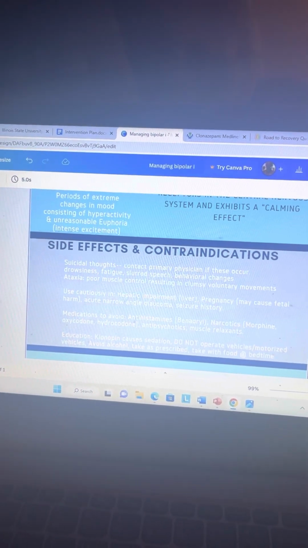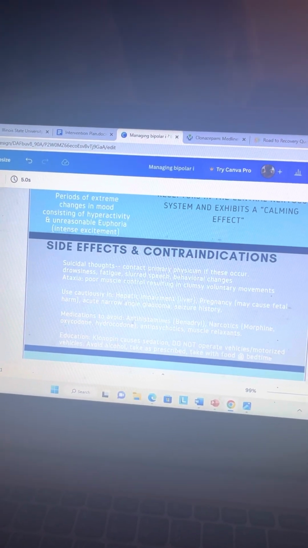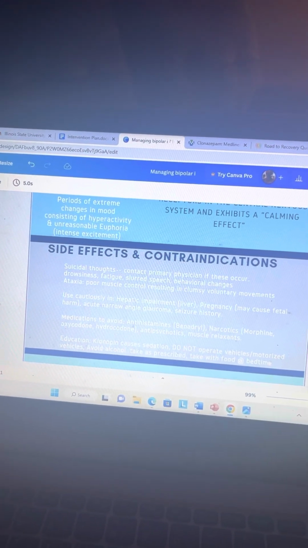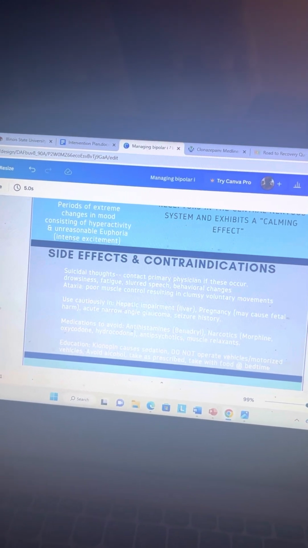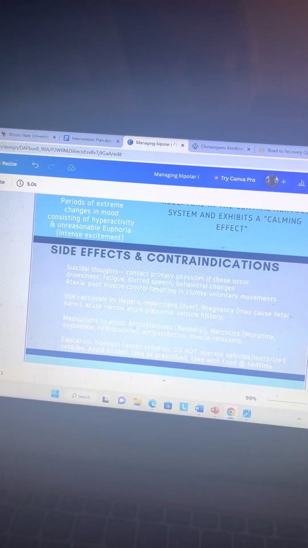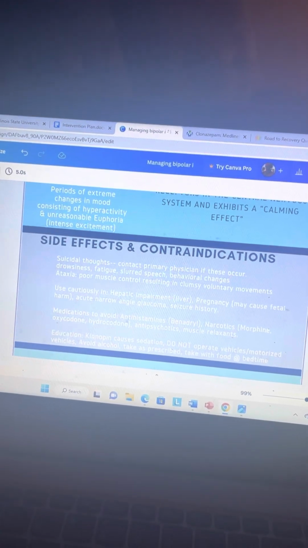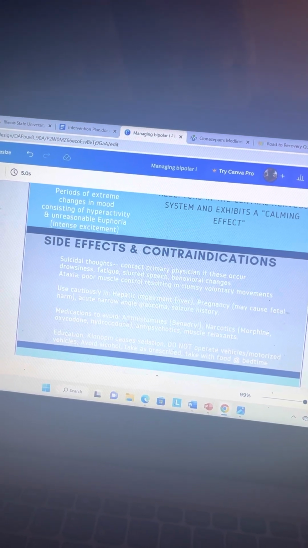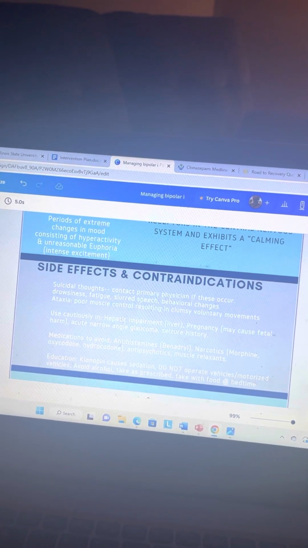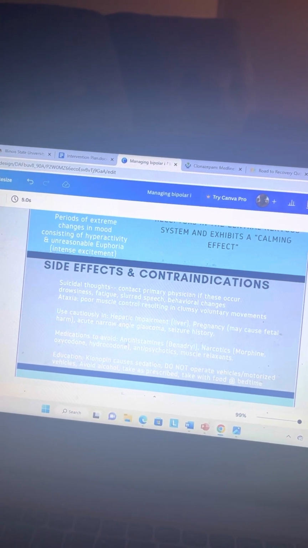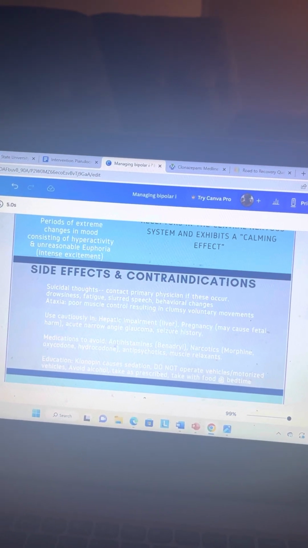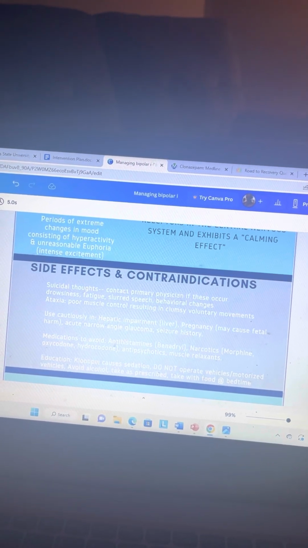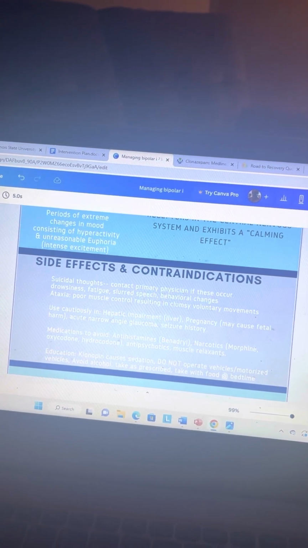And then I had what this drug should be used cautiously in. So I said use cautiously in hepatic impairment, and in quotations I said the liver, just so they understand what that is. Pregnancy, acute narrow angle glaucoma, and seizure history. And for meds to avoid, I said antihistamines like Benadryl, narcotics, morphine, oxycodone, hydrocodone, antipsychotics, muscle relaxants, CNS depressants like alcohol, anything that's really going to cause respiratory depression, which can lead to coma and death. So they need to know that they need to avoid those meds.